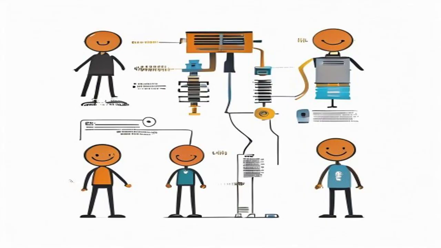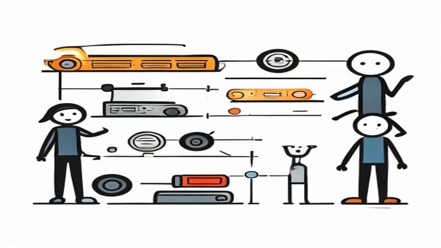Evaporative cooling systems are another type of car cooling system. They use the evaporation of a liquid to cool the engine and are often used in hybrid vehicles. Finally, we have hybrid cooling systems, which combine different cooling technologies to achieve optimal performance. These systems are often used in high-performance vehicles.